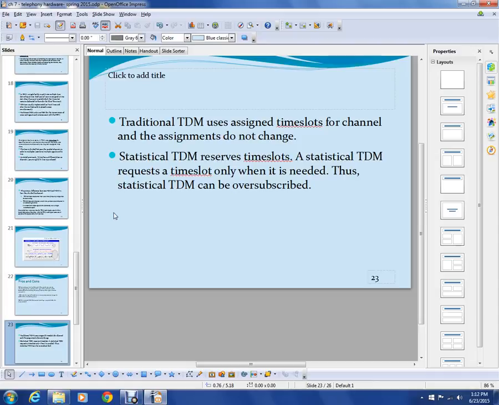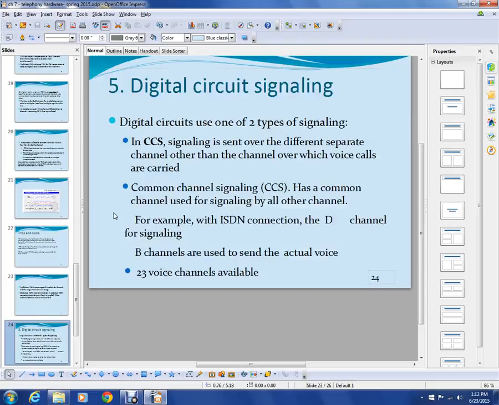Traditional TDM uses an assigned time slot for a channel, and the assignment does not change. Statistical TDM does not reserve time slots. Statistical TDM requests a time slot only when it is needed. Therefore, statistical TDM can be oversubscribed.